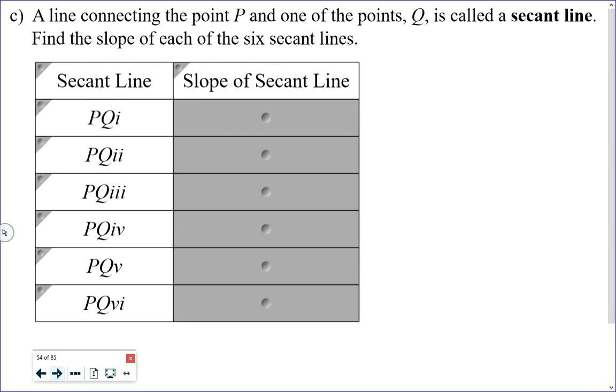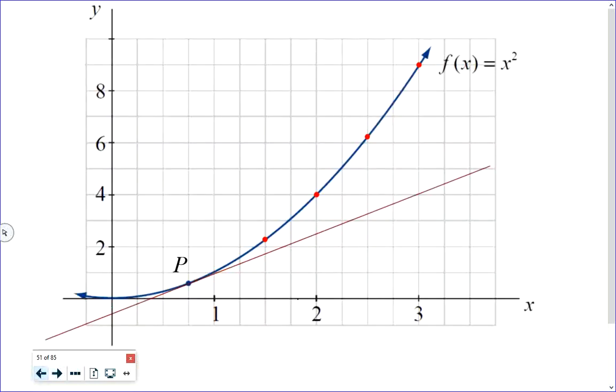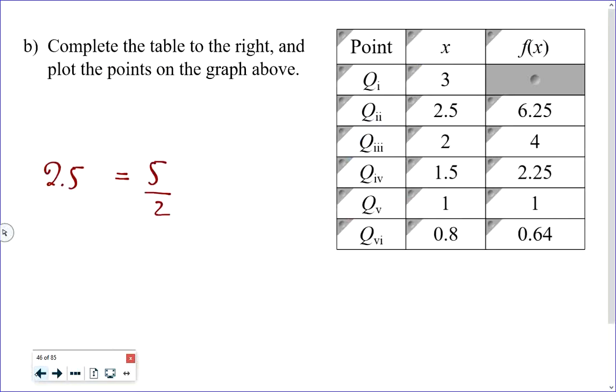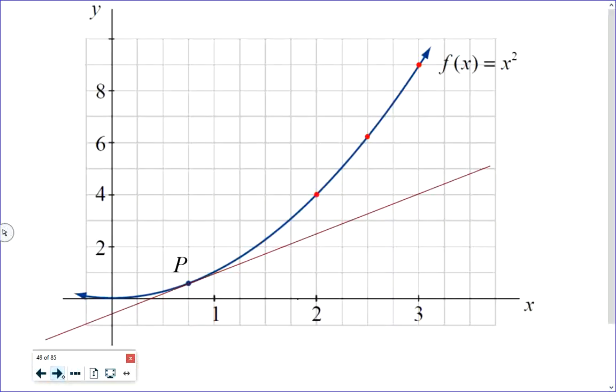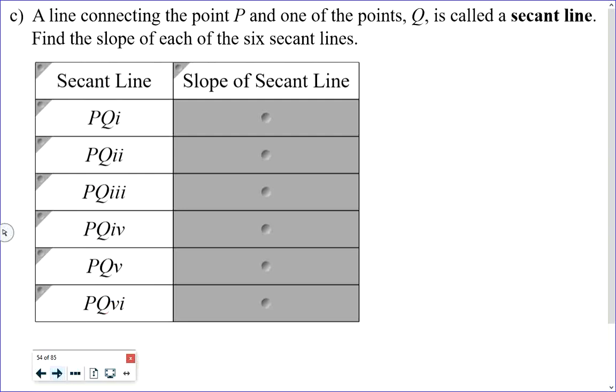So we've got that. Part C. A line that connects point P and another point on the curve is called a secant line, okay? So, in this table, these are just coordinates, and this is just point Q1, Q2, Q3, Q4, Q5, Q6. Be very careful with this table. This table is not talking about a point. This table is talking about a secant line.